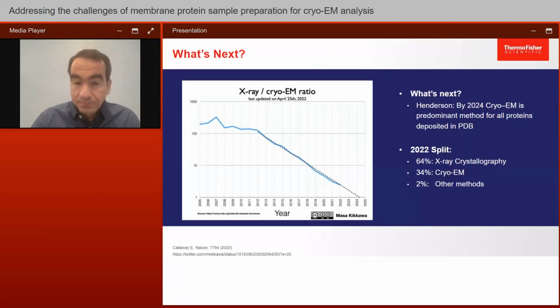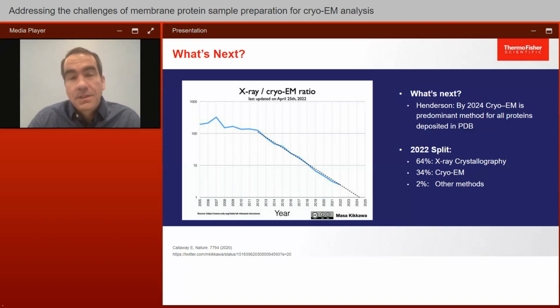So what's next? If we look at all of the structures in the PDB, Richard Henderson proposes that by 2024, cryo-EM will be the predominant method for all proteins deposited in the PDB. So where are we today? At last look, about 64% of the structures deposited in 2022 were determined by X-ray crystallography, with about 34% by cryo-EM. And if we look at a recent graph from Masakiwa, he shows that, even at current trends, we are projected to hit this number in 2024, as predicted by Richard Henderson.